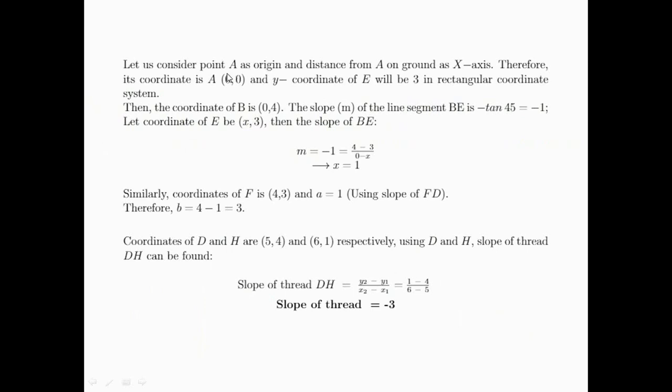Here now we have to consider point A as origin and the distance from A on ground as x-axis. Therefore, the coordinate of the point A, which is origin, is 0, 0, and the y coordinate will be 3 in rectangular coordinate system. Therefore, as it is a 3 unit distance, the coordinate of B will be 0, 4, and the slope of the line is given to be minus 1. Then we can calculate, if the coordinate of E is x, 3, then from there we get x equals 1.